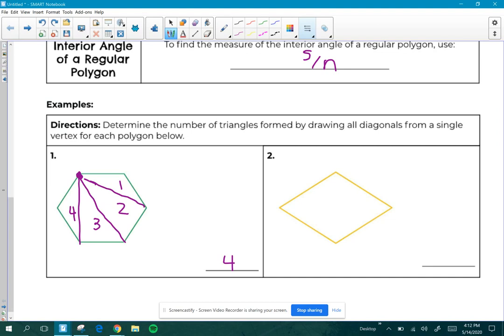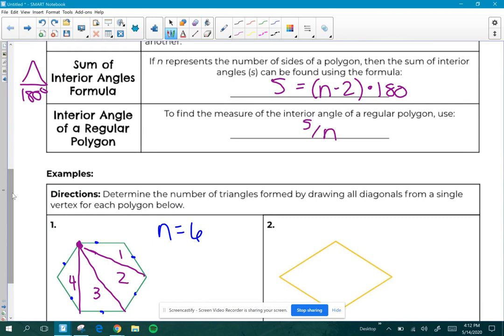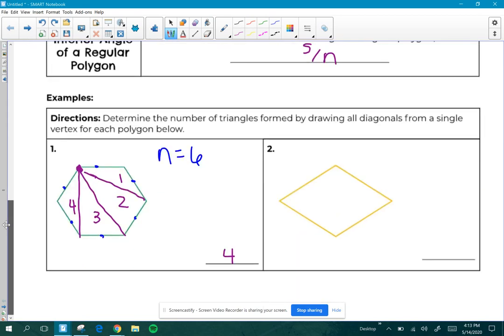The other way that you can do it is you can find the number of sides. So let's try to find the number of sides, or n. So this is 1, 2, 3, 4, 5, 6. So this has 6 sides. If we just use this first part of our sum formula right here, this will give us the number of triangles. So if I just take the number of sides and subtract 2, that gives me 4. That's another way that I can find the number of triangles in a shape.